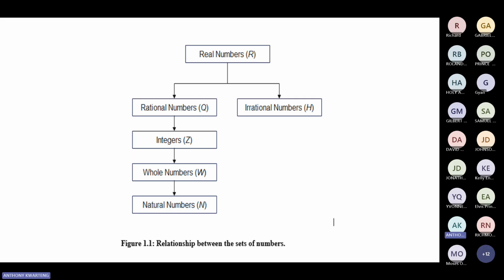So if you have a root of 2, it's irrational. Root of 3, it's irrational. Root of 5, irrational. Root of 6, irrational.